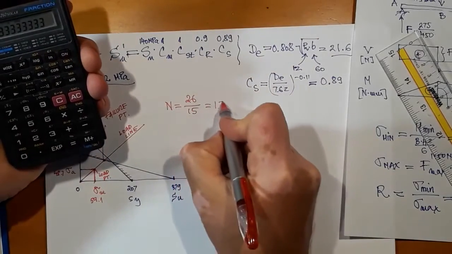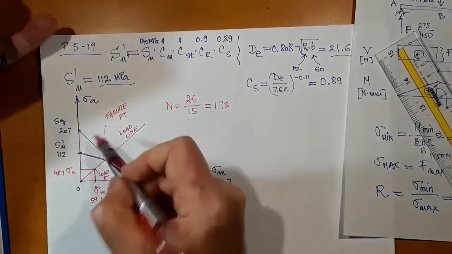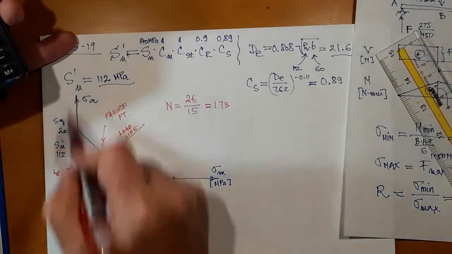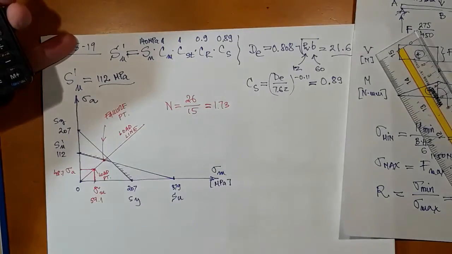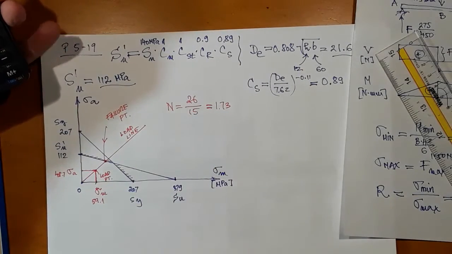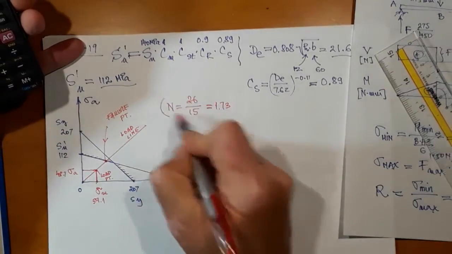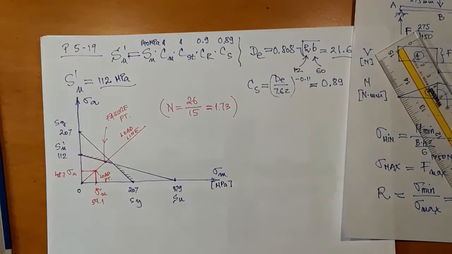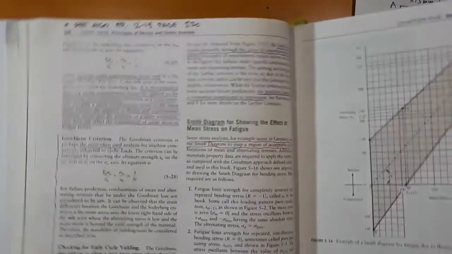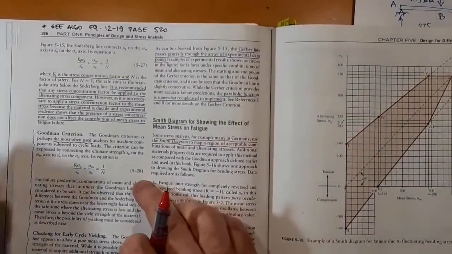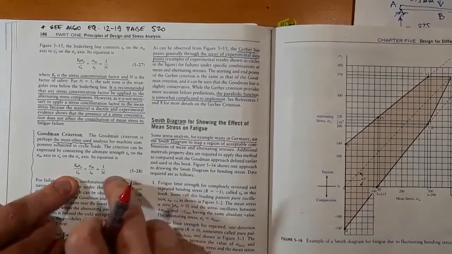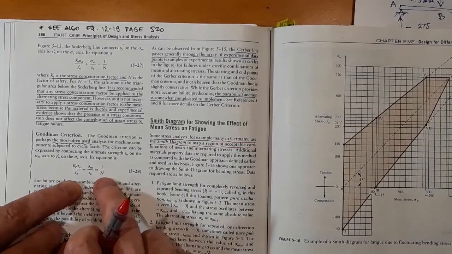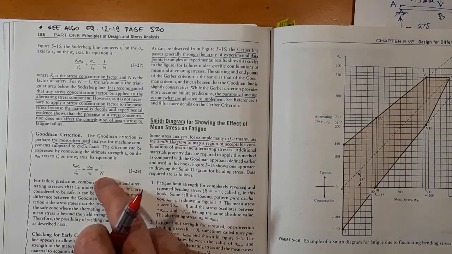And it's 1.73. Again, pretty inaccurate. I drew the line by hand. Resolute could have made the figure full page. So this is graphically with all the imperfections. But we can use the equation or equations, Goodman criterion. And from the figure, we can tell that the intersection happens with the Goodman line rather than the yield line.